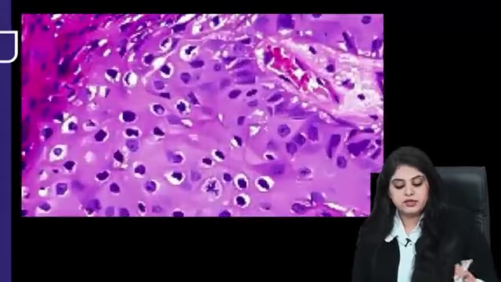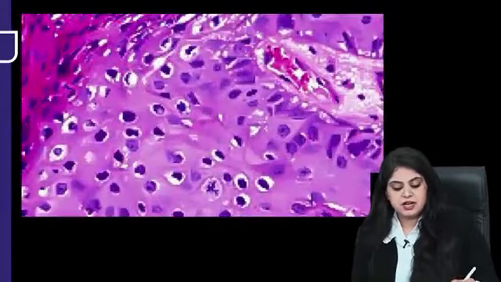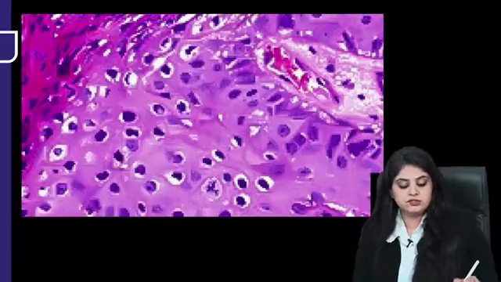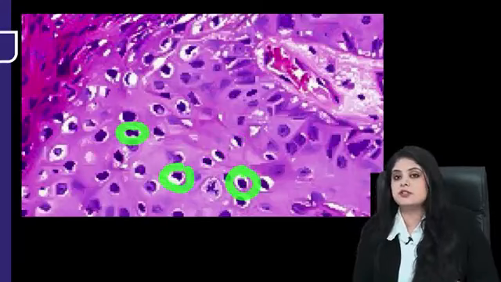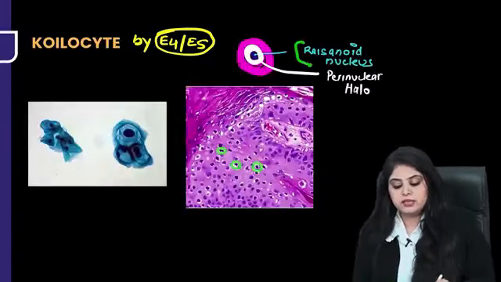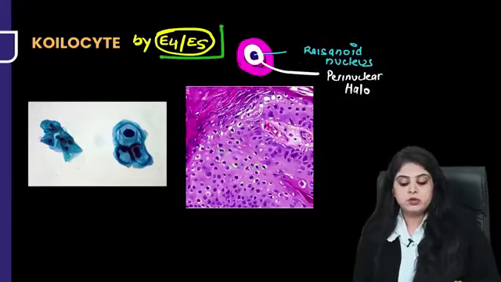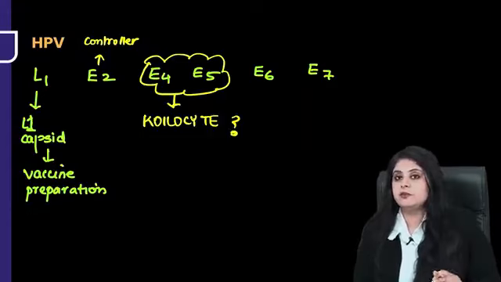So have a look at this. Do you have a very, very dark nucleus over here? Very, very dark raisin, kishmish-like nucleus and a white area around it, perinuclear halo that is present. So raisinoid nucleus with perinuclear halo is what is noted in a koilocyte. Who makes a koilocyte? It is the E4 and E5 proteins.